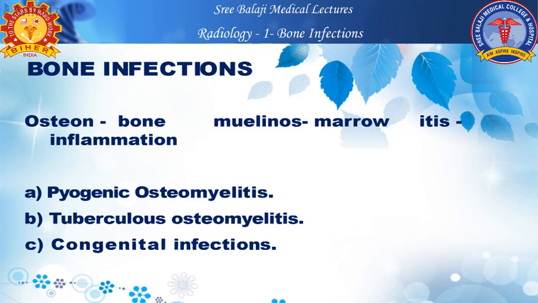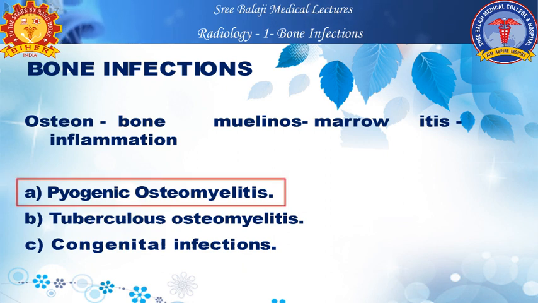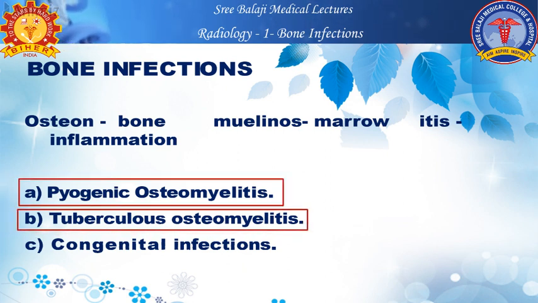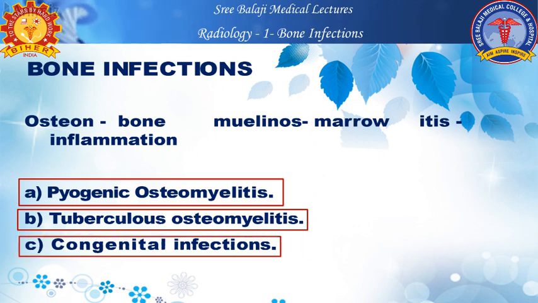Okay, now we'll start discussing about the bone infections. Bone infections are called osteomyelitis. It comes from a Roman word: osteon means bone, melios means marrow, and itis is inflammation, basically a bone marrow inflammation. These infections are categorized under three broad headings: pyogenic osteomyelitis, tuberculous osteomyelitis, and infections that can present at birth, called congenital infections.